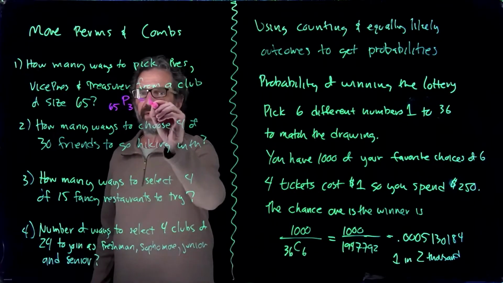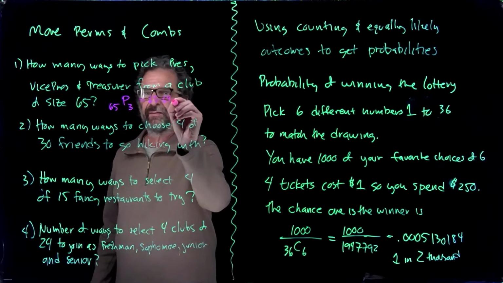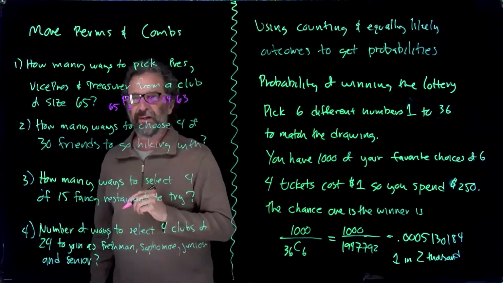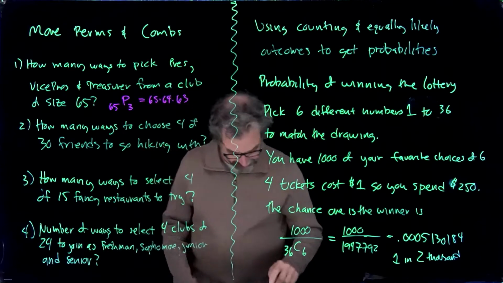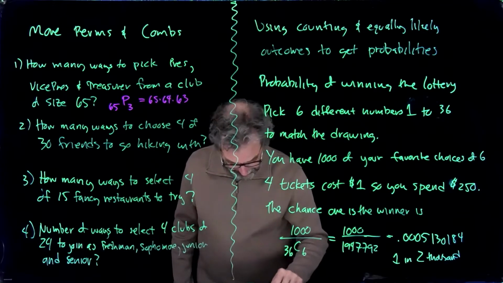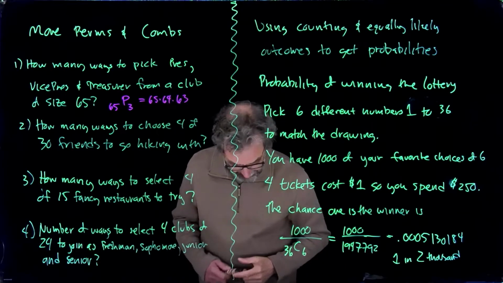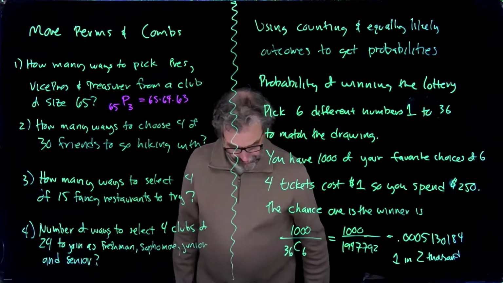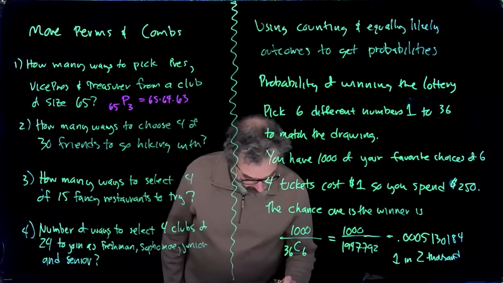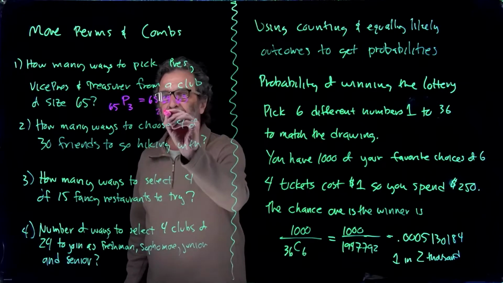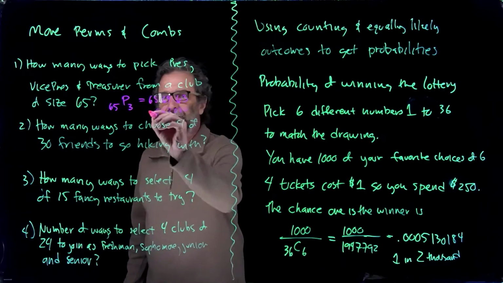Let's just do 65 for president, 64 for vice president, 63 for treasurer. So that's 65 times 64 times 63. That's a big number. 262,080.